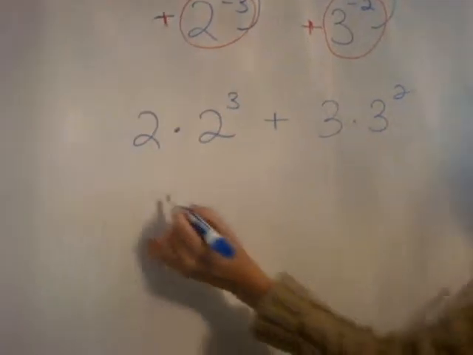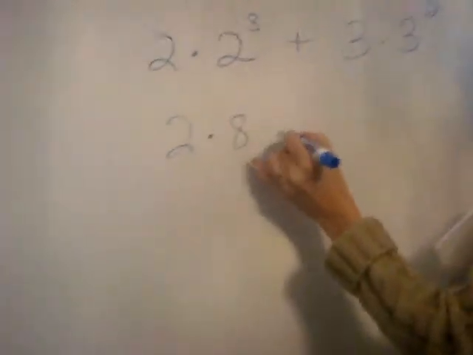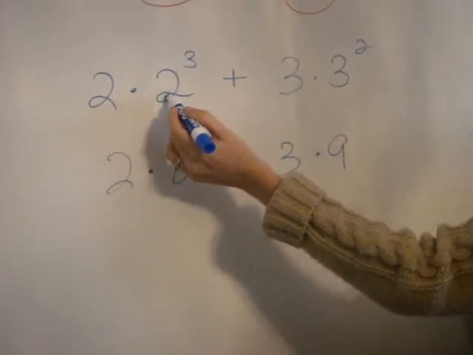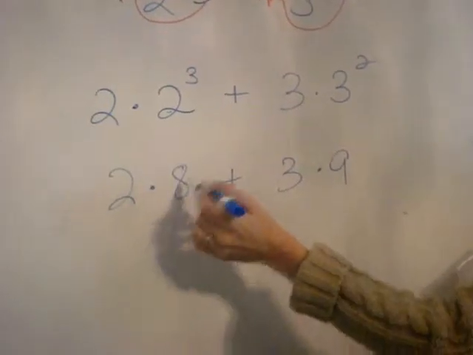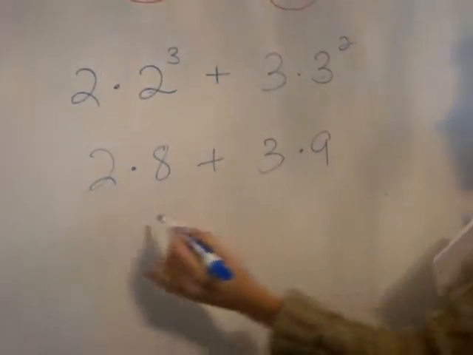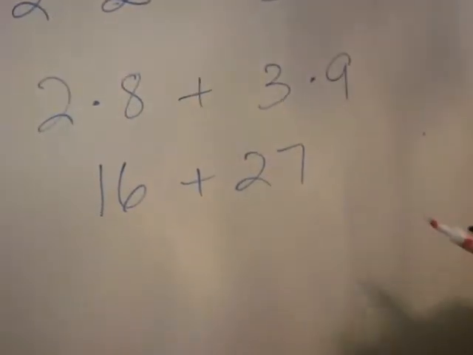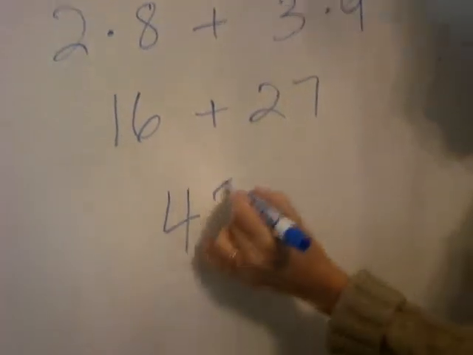Now we can just figure it out. It's 2 times 8 plus 3 times 9. Just remember, this is 2 times 2 times 2, not 2 times 3. And this is 3 times 3. So we're going to get 16 plus 27, and our final answer is 43.